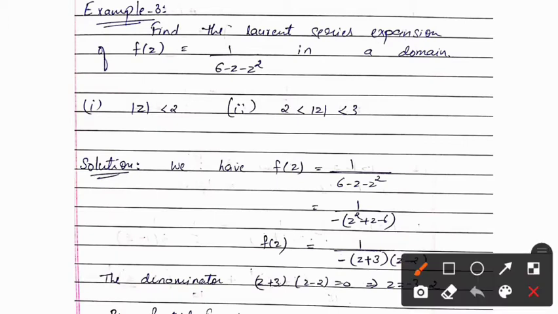See, now our question is, find the Laurent series expansion of f of z equal to 1 upon 6 minus z minus z square in a domain, that is, the regions given to us are mod z less than 2 and a second region is 2 less than mod z less than 3.